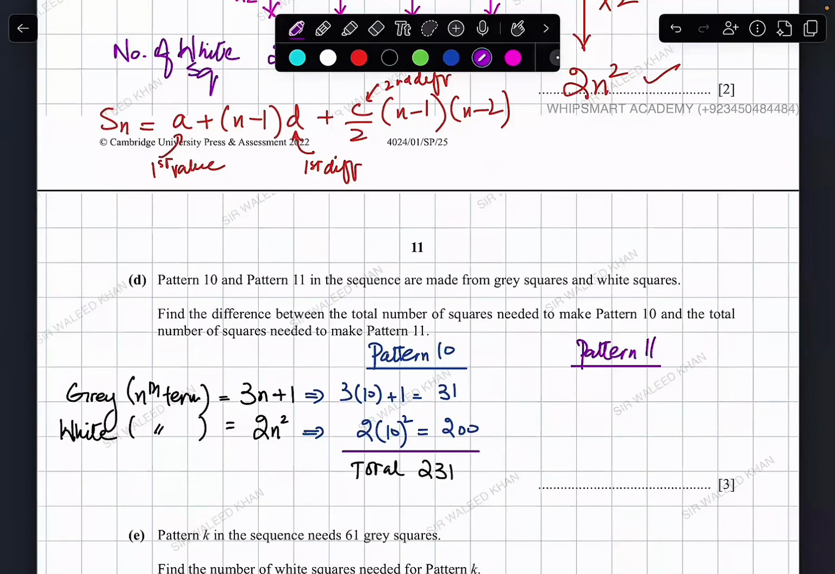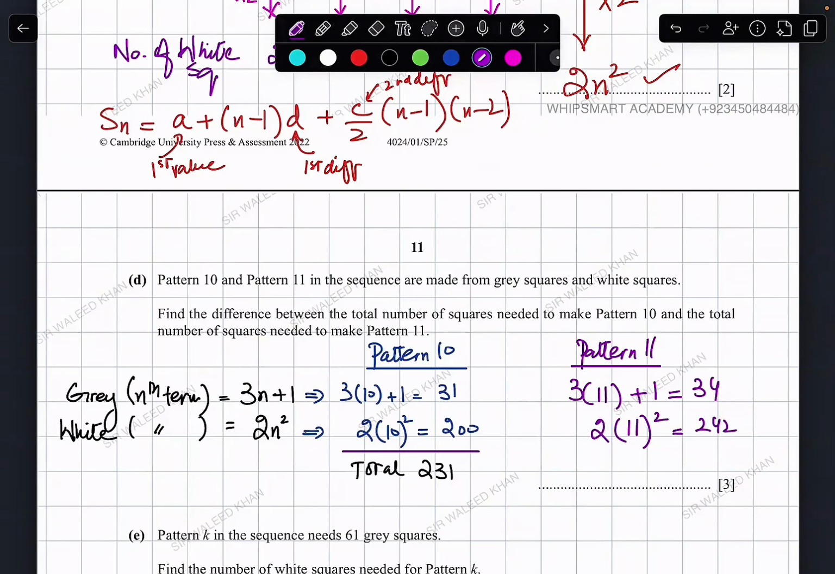For pattern 11, again, I'm just going to replace n with 11. So 3 times 11 plus 1, 33 plus 1, that is 34. Over here, 2 times 11 squared. This is why I told you to remember, if you can, square numbers from 1 till 15. If you can remember, you will save your time. Otherwise, you have to multiply it like this. So 121 times 2, we have 242.